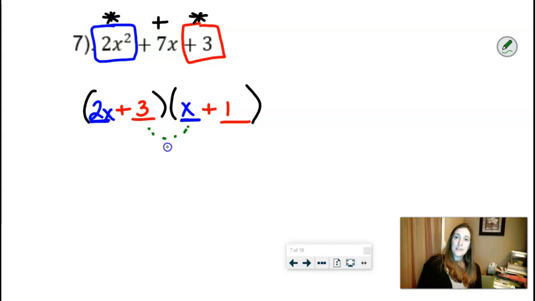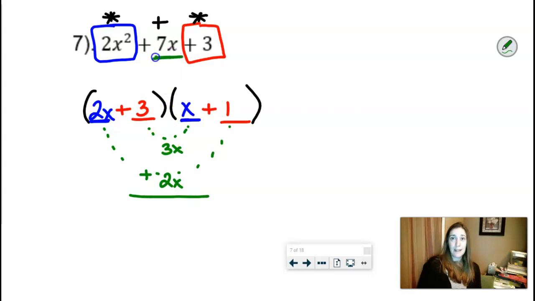This arch right here is 3x. This arch right here is 2x times 1. If you were to add those arches together, you get 5x. I don't need 5x, I need 7x. So let's see what happens now.